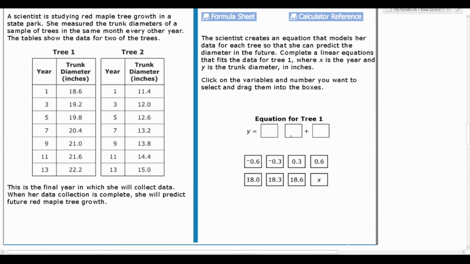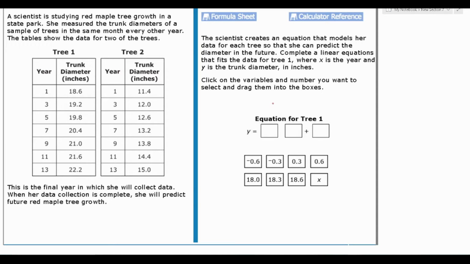All right, so nothing on the left-hand side has changed. That said, we have a new question on the right-hand side of this blue bar, so let's go ahead and see what that says. This one says, the scientist creates an equation that models her data for each tree so that she can predict the diameter in the future.